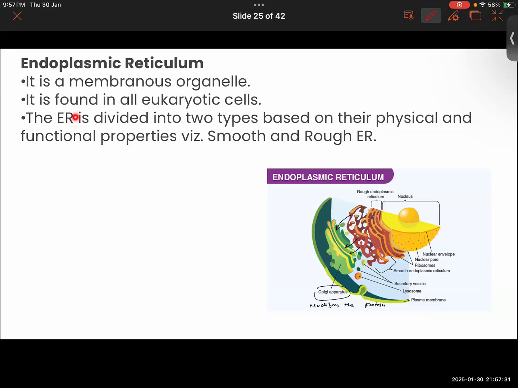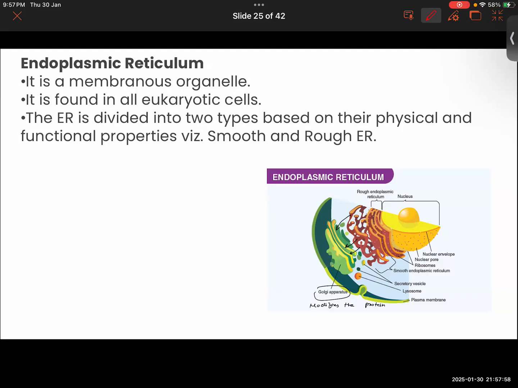Okay, and talking about the function, the main function of the endoplasmic reticulum is synthesizing protein, for the production of protein. Getting it? And once the protein has been produced, it will be transporting it to the Golgi apparatus, right? So that is the case.